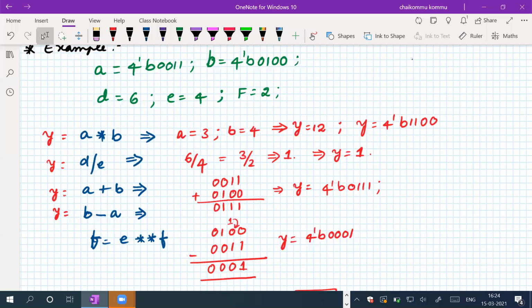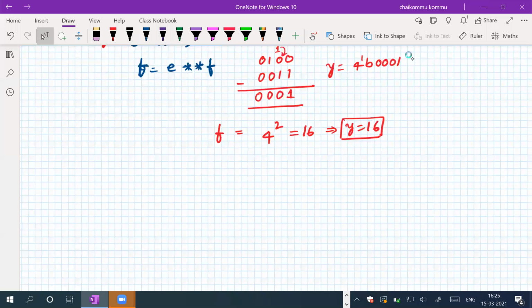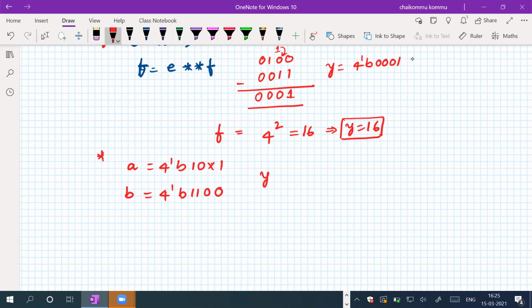Okay. For example, something like this. A is equal to 4-bit of 10x1 and B is equal to 4-bit of 1100. So if I'm asking you what is the value of y is equal to A plus B, if I want to write, what is the value? Since one of the data has an unknown value, the result will also be an unknown value. So y is actually a 4-bit of all unknowns. Please remember this point.